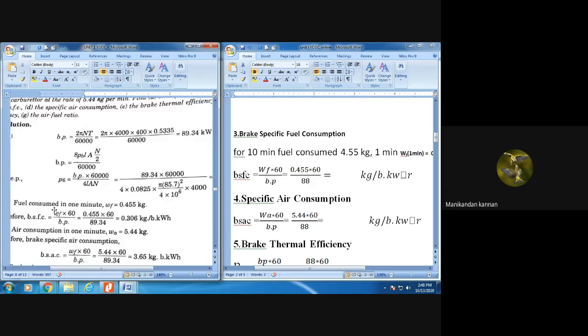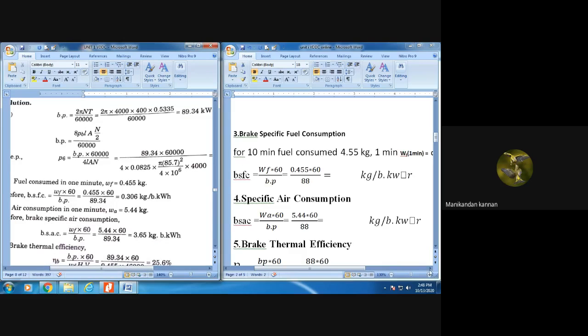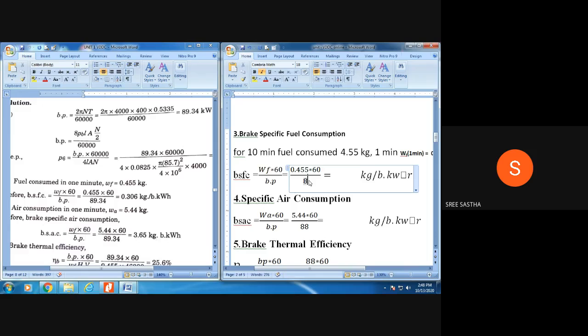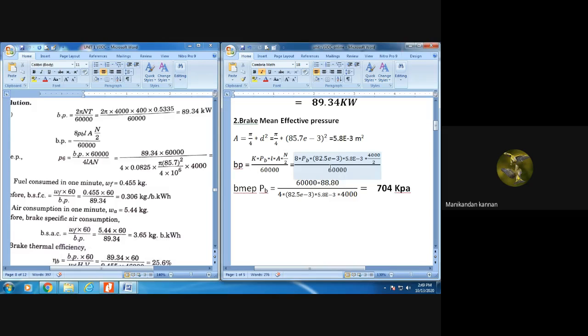brake specific fuel consumption. What I have done is for 1 minute it is 0.455. So I am substituting this value. 88 we are putting now. Actually, he is getting 89, it seems. So even though it is 88, it doesn't matter. Sir, the area is equal to 5.76 into 10 to the power minus 3. 5.8 into 10 power minus 3. Okay. You already told the area. Later you go to the house and check whether your brake mean effective pressure is approximately this value, 700 something, 700 to 710. Okay.